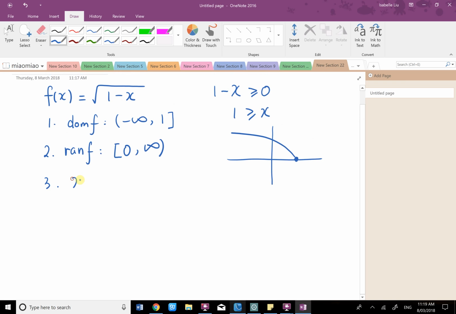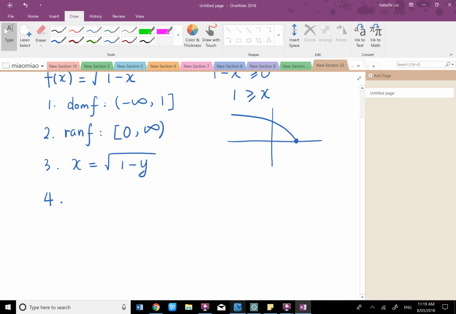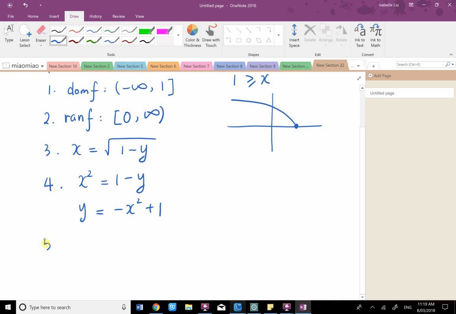What's step number 3 to find the inverse? Swap. So x equals square root of 1 minus y. And number 4 is rearrange. So what does y equal? Well, we can go step by step. What's the first step we should do? Square both sides. x squared equals 1 minus y. So y equals minus x squared plus 1. So I have a quadratic, 1 minus x squared. Okay, what's number 5?